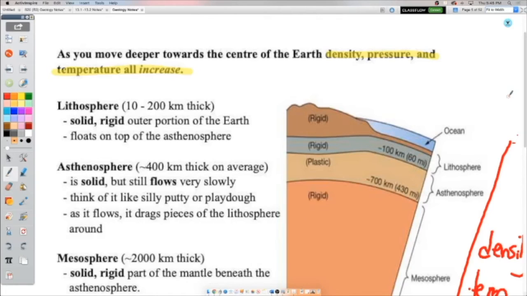So when we say the denser layers are at the center of the Earth, that's not like an accident that happened, right? They are at the center of the Earth because they are the most dense. That's how they got there in the first place.